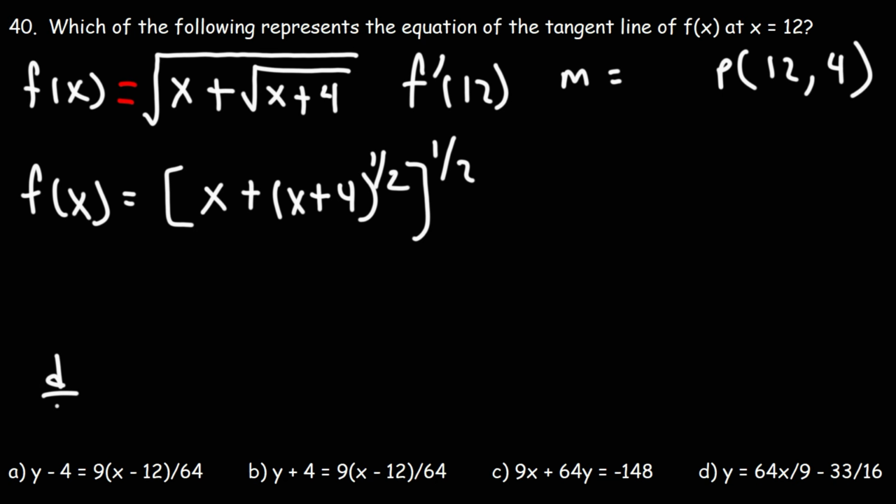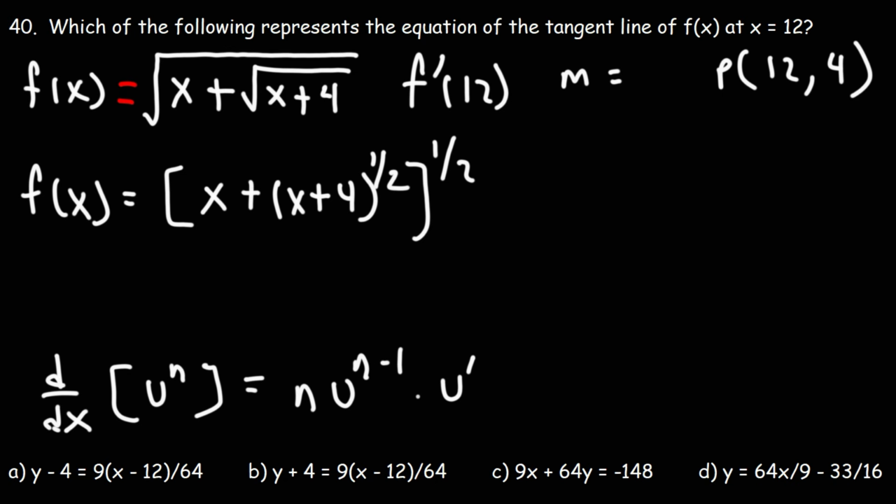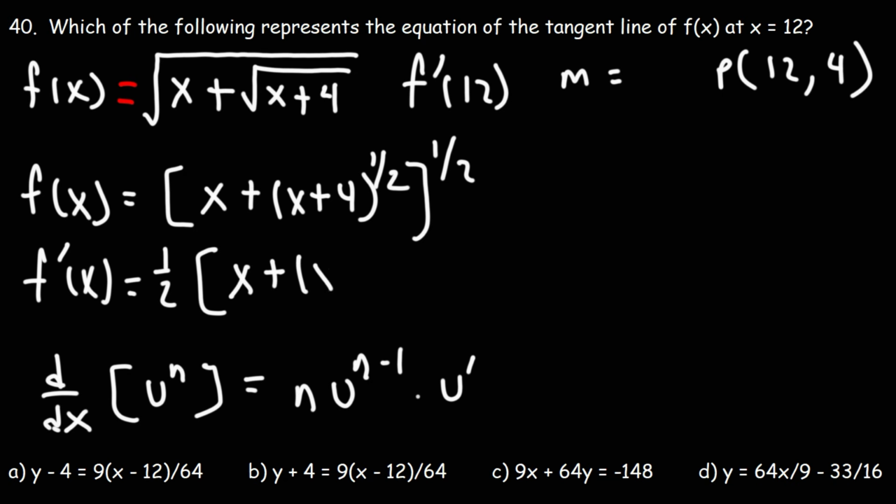So what we're going to do is use the chain rule version of the power rule. The derivative of u to the n is n u to the n minus 1 times u prime. So in this case, n is 1/2, where u is everything inside the brackets. And then n minus 1, 1/2 minus 1, is negative 1/2.